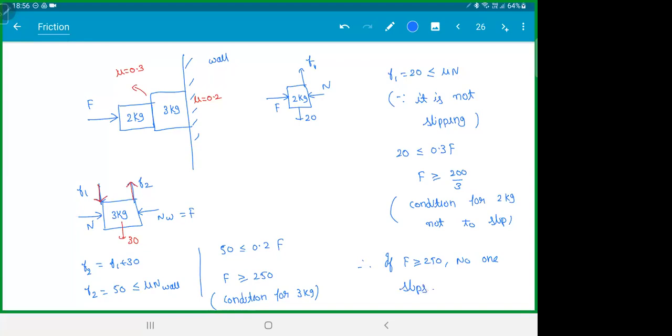Got this? I can ask you like this also. Find the condition if the 2 kg does not slip but the 3 kg slips. What should it be? F should be between 200 by 3 and 250, isn't it? You have to take a combination of both the conditions. If I give 200 by 3, this one is safe. If I give 250, this one is safe. That means for both of them to be safe, I need to give 250. Please check. I think people who got 150 forgot to keep F1 on the FBD. If you're pushing the 2 kg up with F1, then that F1 will push the 3 kg down.